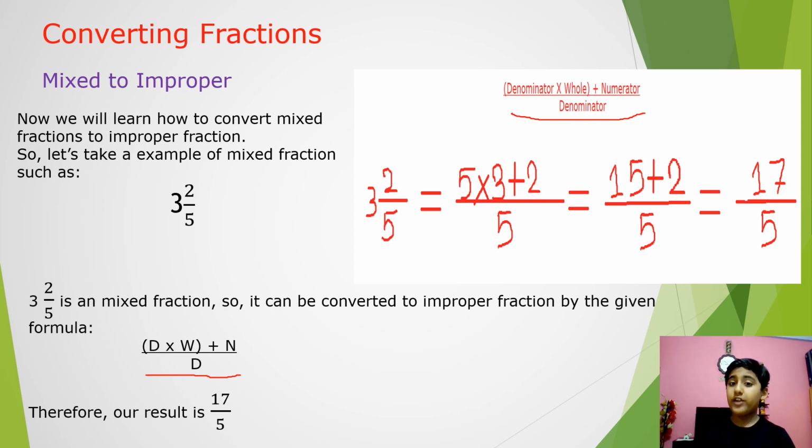It is 5 into 3 is equal to 15. So 15 plus 2 by 5, which is equal to 17 by 5. Thus, our result is 17 by 5. Moving on to the next slide.